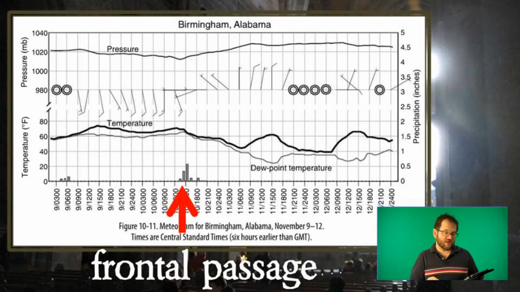See how the dew point started trailing down. See how that was when the rain happened. That is a frontal passage event. In fact, it's probably a cold front that went through Birmingham at that time. You can be doing the same sort of thing with, I think it's Indianapolis, on your lab activity.